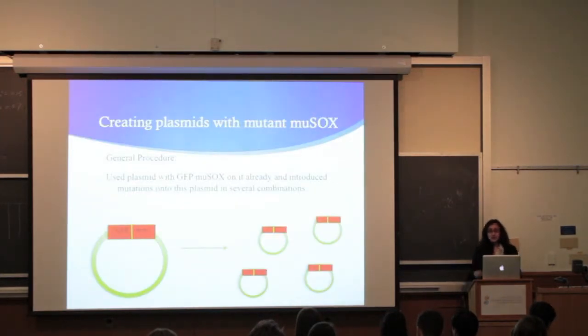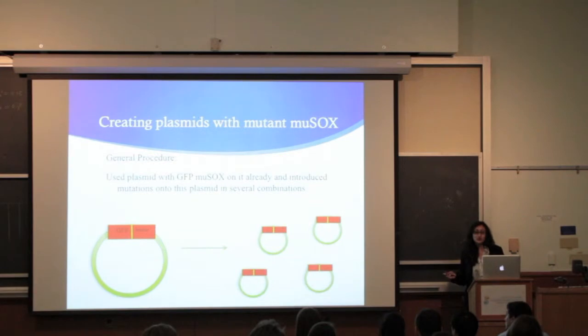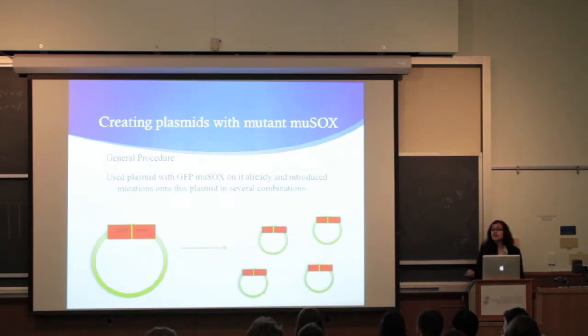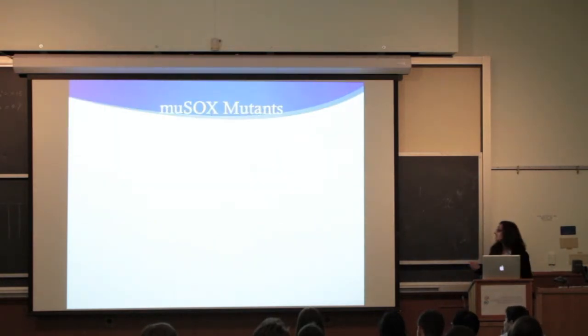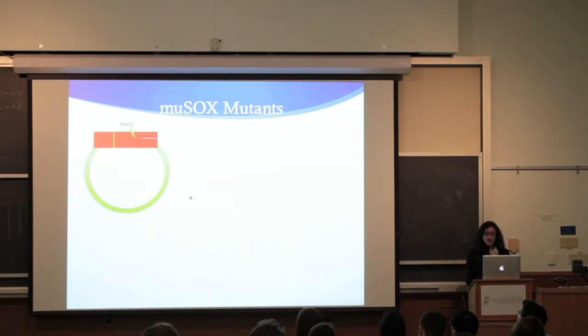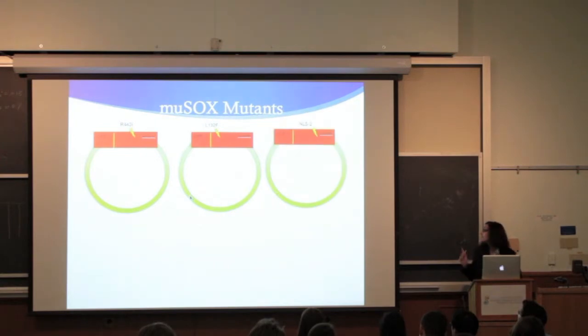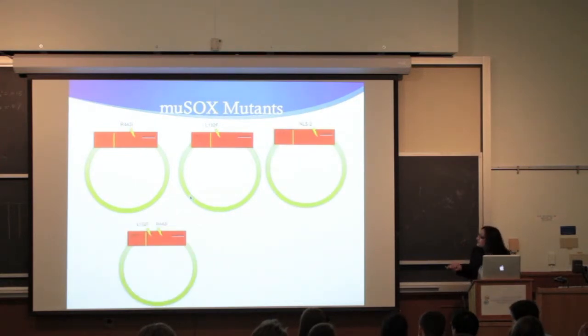We went about doing this by making these plasmids. A plasmid is essentially a circular piece of DNA that encodes for certain proteins. We made these plasmids by, one, introducing the muSOX gene with its appropriate mutation, and two, a green fluorescent protein gene that essentially serves as a marker gene. So any cell that has taken up this plasmid will fluoresce, which ensures us that the cell has taken the plasmid. The plasmids we've made with this method are the R443I single, the L132F single mutation, the NLS2 single mutation, a double mutation with L132F and R443I, and then a triple mutant with all of them.